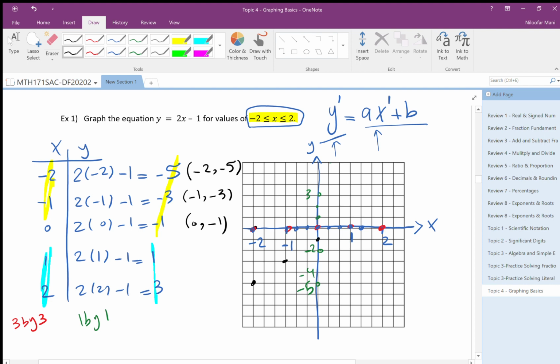One of the points is 0 and 1. So, oh, sorry, 1 and 1. So 1 and 1 is here. And one of them is 2 and 3. So 2 and 3 here. Okay? Now I'll connect them.